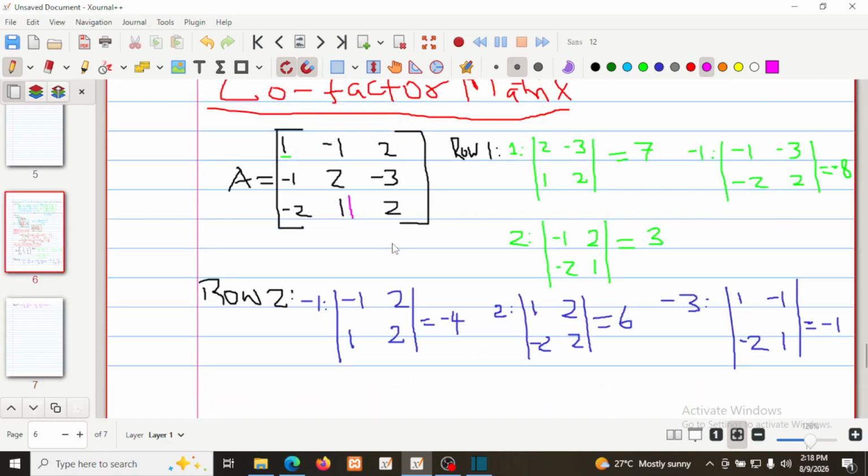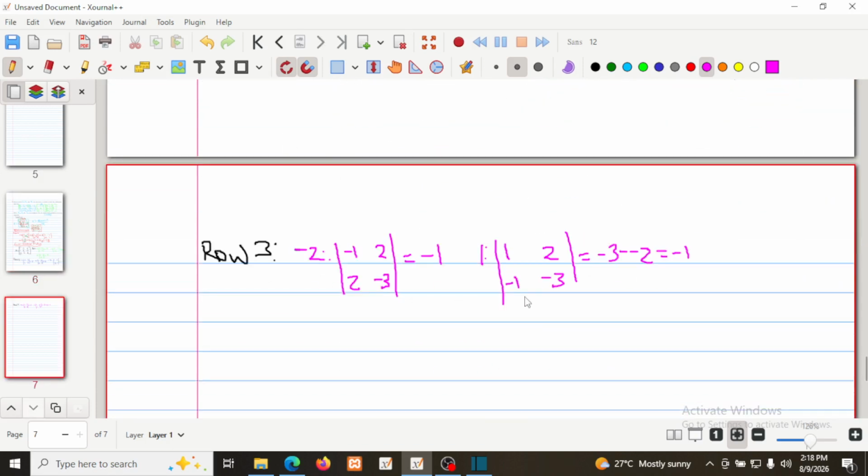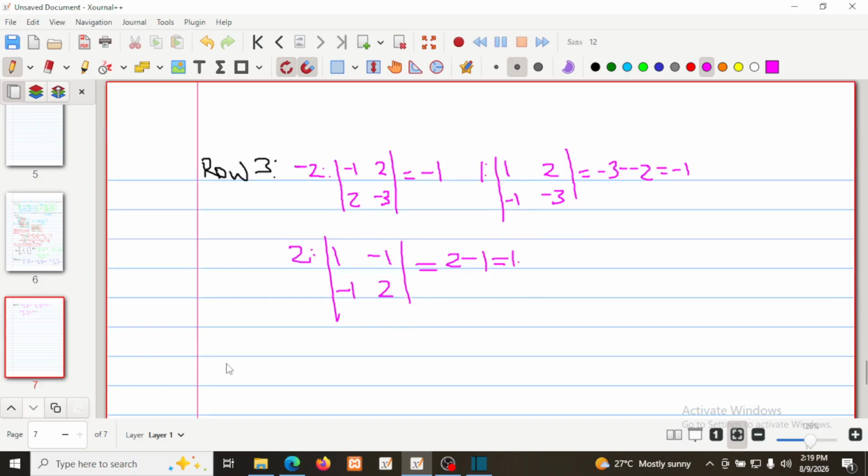Then the last is 2. If you block its column and row, we get 1, negative 1, negative 1, 2. Is it like that? 1, negative 1, negative 1, 2. Okay. So we do 2 minus 1, which is 1. Okay, so we have formed the matrix.